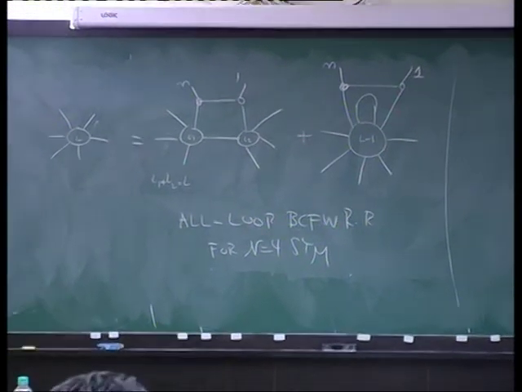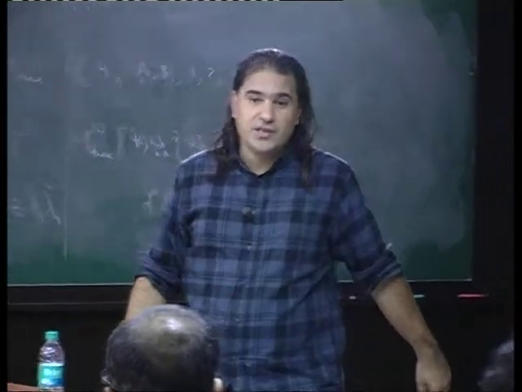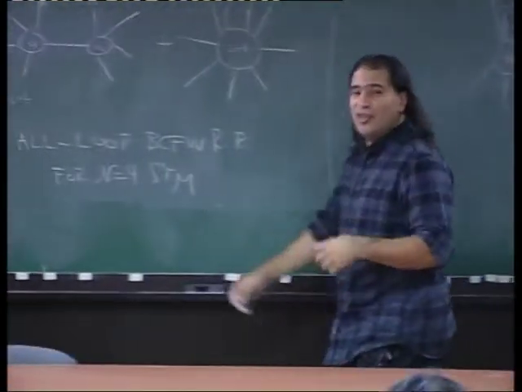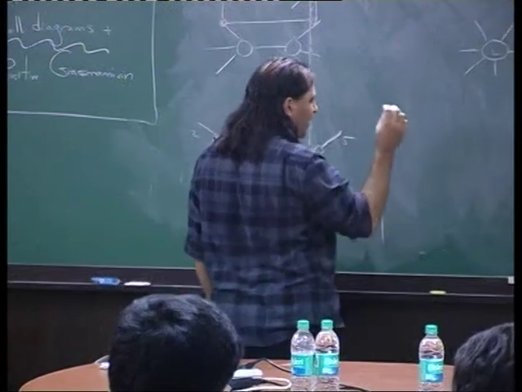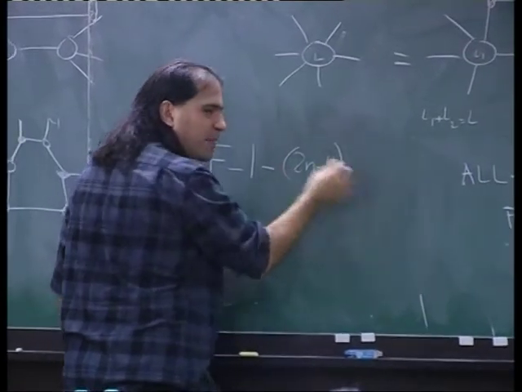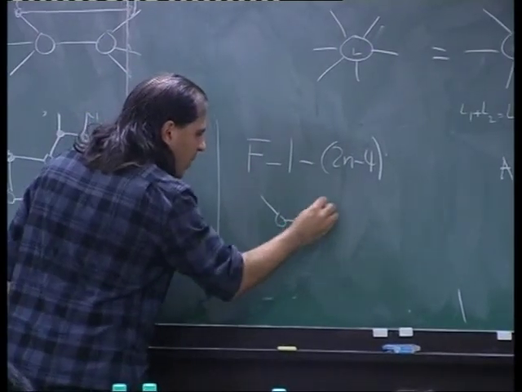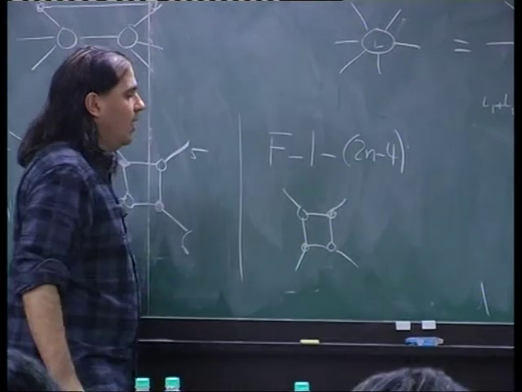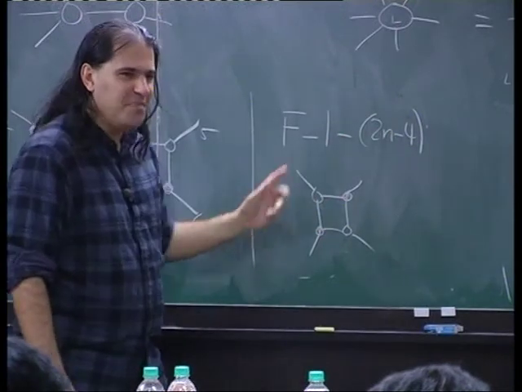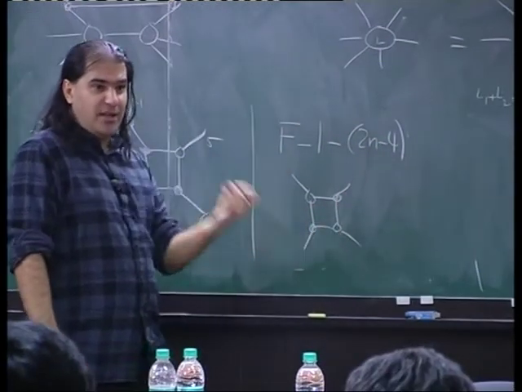Is there a topological counting of the number of integrals you have to do? Yes. It's very simple. The number of free integration variables turns out to be the number of faces of the graph minus 1 minus 2n minus 4. This will become a little more clear later, but n is the number of the external legs. So for example, in this little square, the number of faces is 5. I include the boundary faces. So it's 5 minus 1 is 4, and 2n minus 4 is 4, so there's none. So that's why it just gives you something flat out.